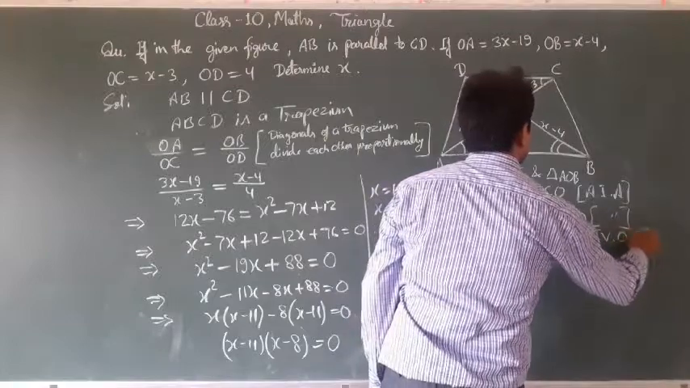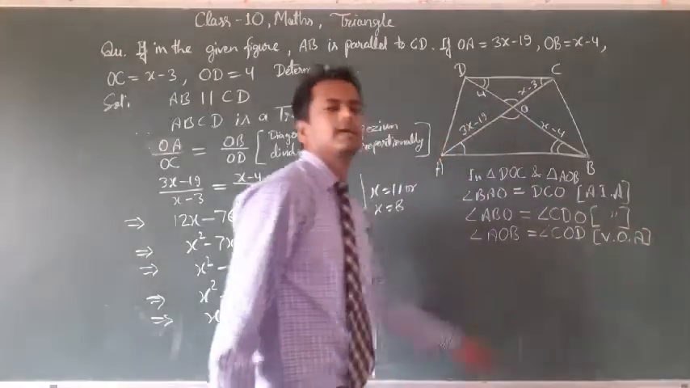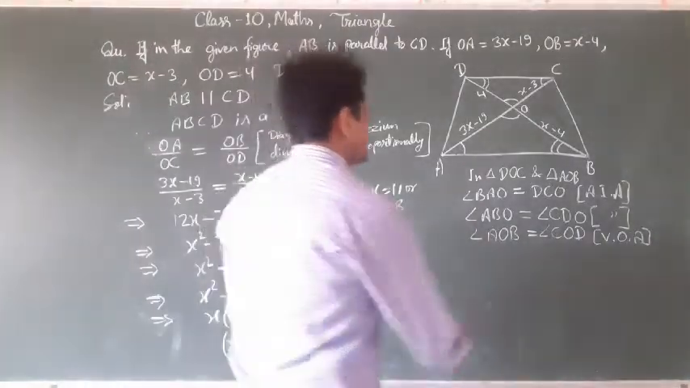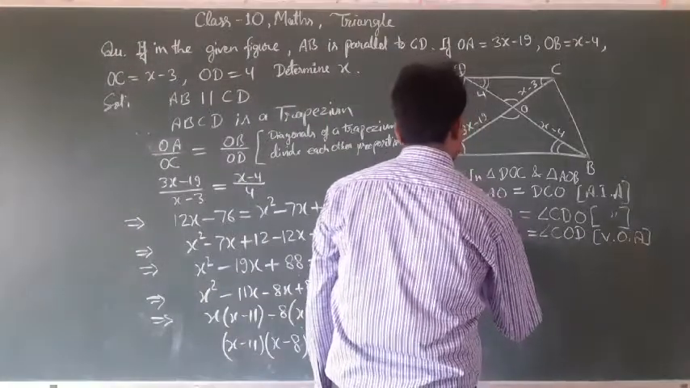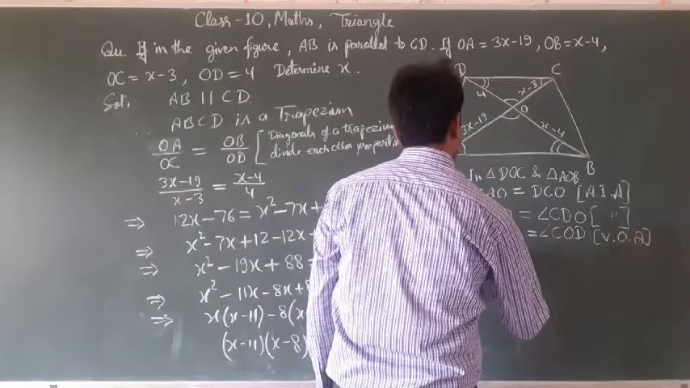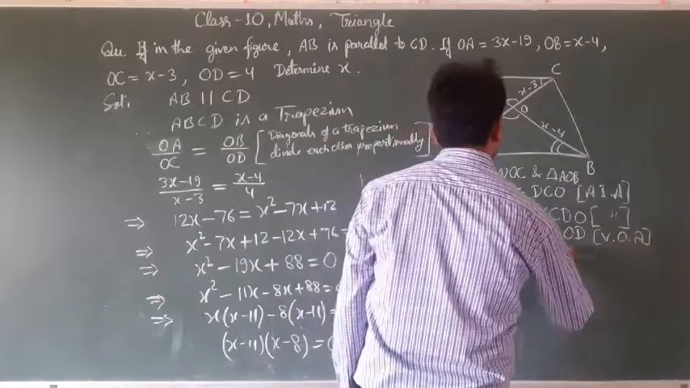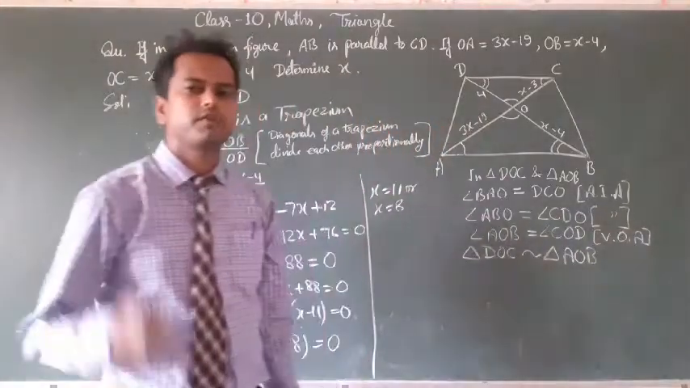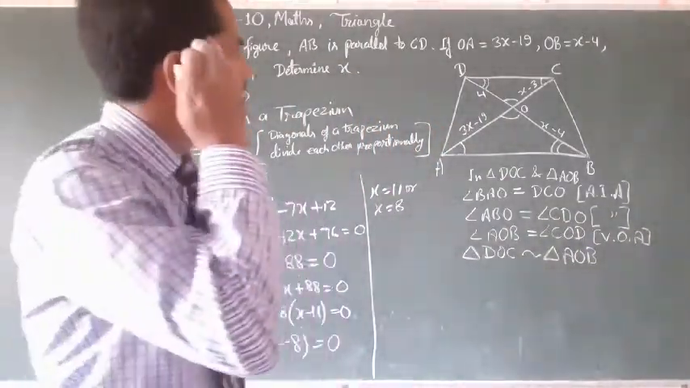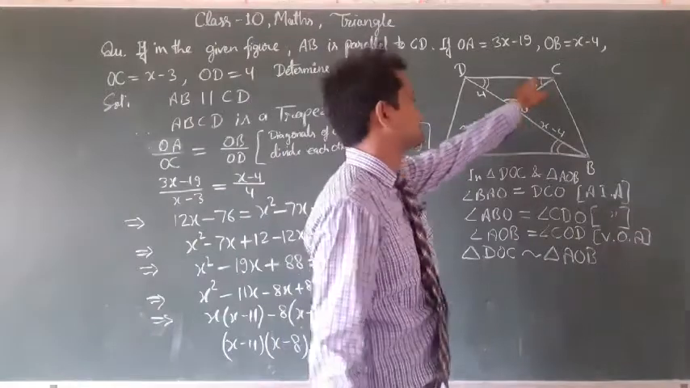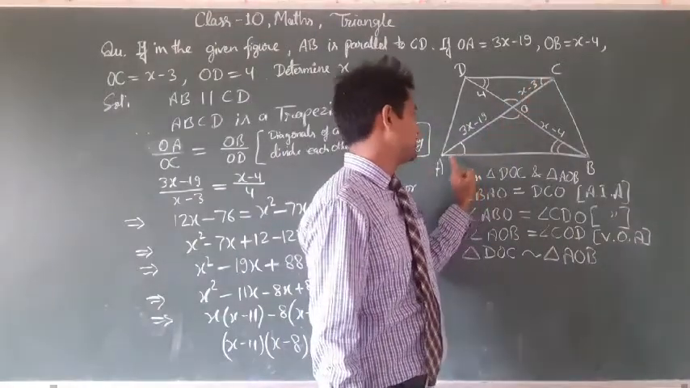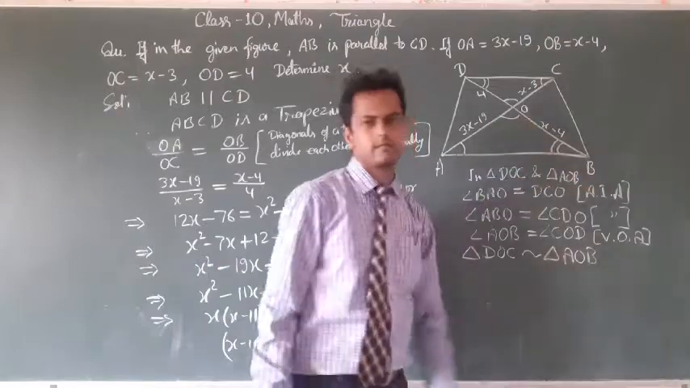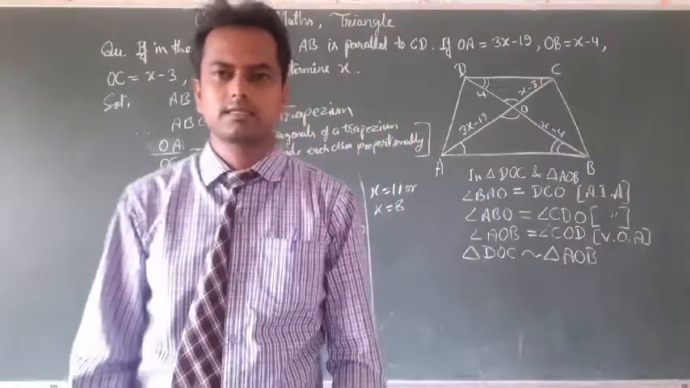Vertically opposite angle. By the angle criteria of similarity, both triangles, that is DOC, are similar to triangle AOB. So we have proved that triangle DOC is similar to triangle AOB. So both triangles are similar.